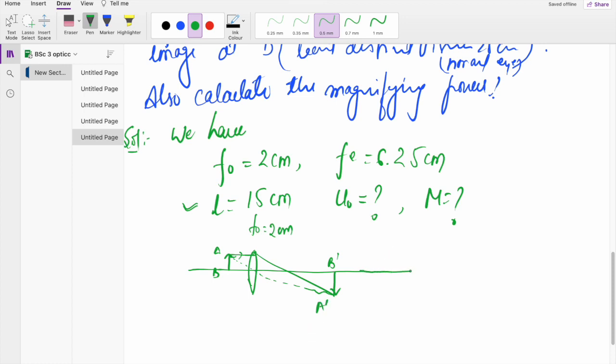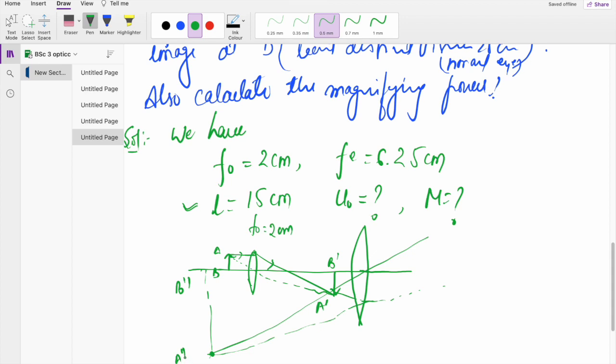Now we have an eyepiece of larger focal length. If a line passes through like this, it is a diverging beam, so it will converge somehow at this point. Suppose the final image is at B double dash A double dash.